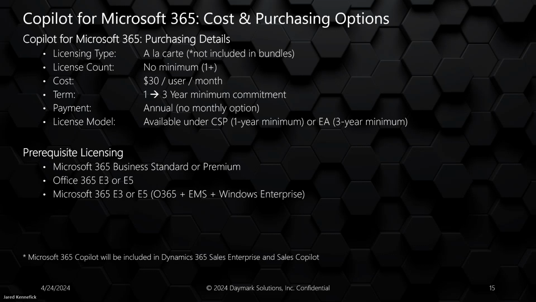So jumping into some of the cost and purchasing options. First off, the license for the Copilot for M365 is an a la carte license, so it's not included in the vast majority of bundles today. Unlike the initial release, there's no longer a minimum, so you can buy as few as one license or as many as you'd like. And the cost is $30 per user per month with a minimum 1-year commitment if you're under a CSP, or a 3-year commitment if you're under an enterprise agreement.